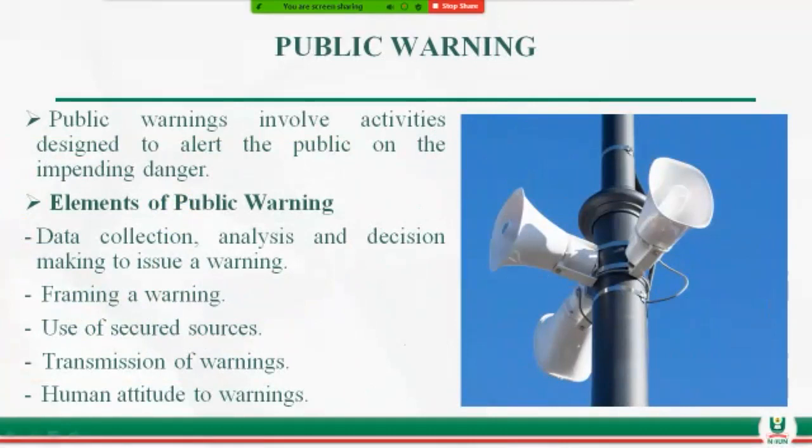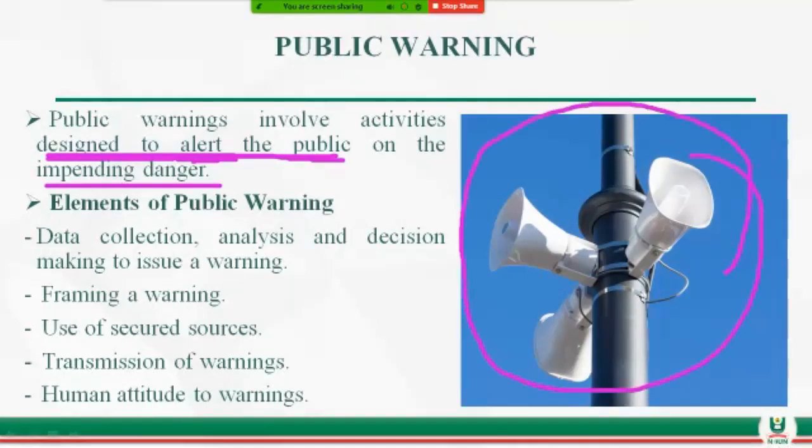All right. Public warning is another element, another approach to civil security. Public warning involves activities designed to alert the public. This is the key word here: alert, to alert the public on impending danger. So those are activities that have been designed to alert the public to know that a danger is about to happen. You can see the speakers right here. This is a way of communicating that warning to the people.